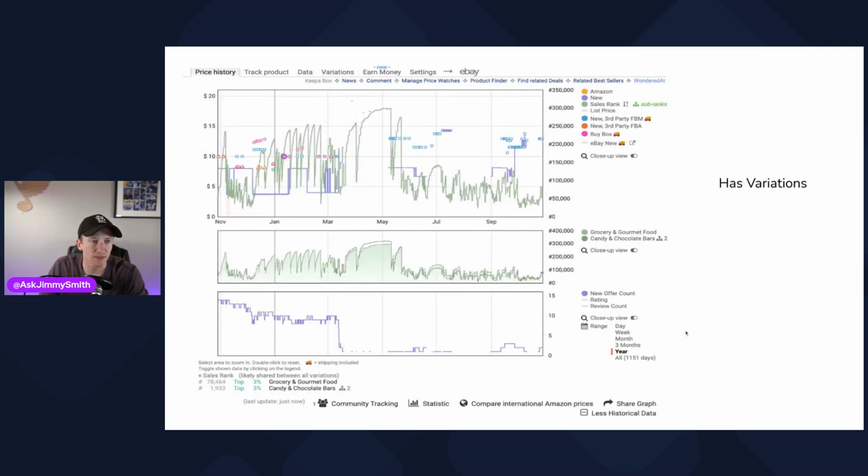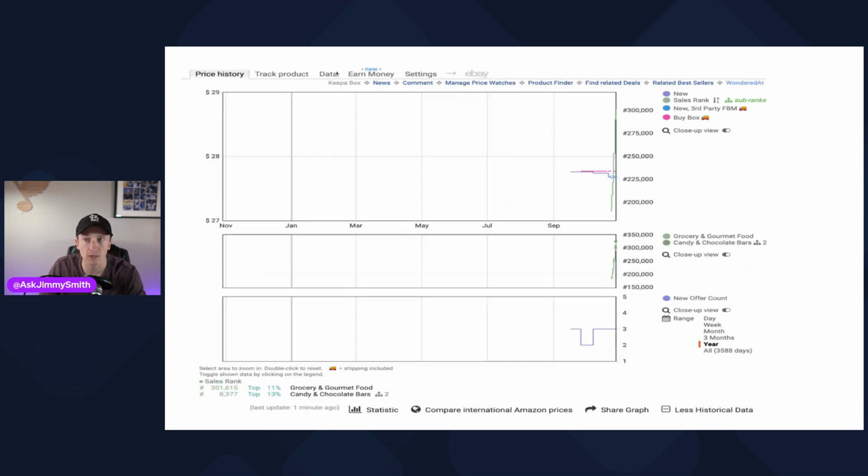Okay, this one's a little bit more normal. They did give a note and says that it does have variations. You can actually see that in the Keepa chart here. It shows variations. Whenever there aren't any variations, that little box doesn't show up. I've done a full video on this channel as well on how to evaluate variations using Keepa. Highly recommend checking that out because there's a ton of information and ways to do that.